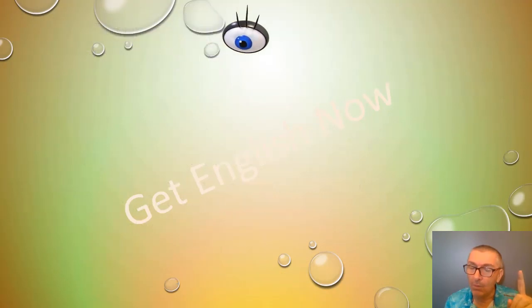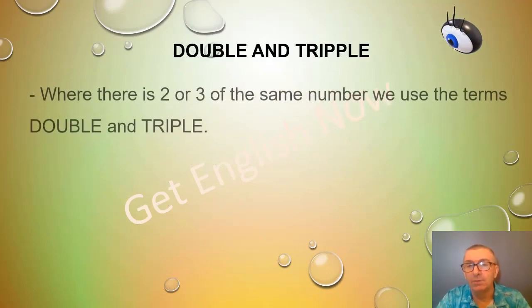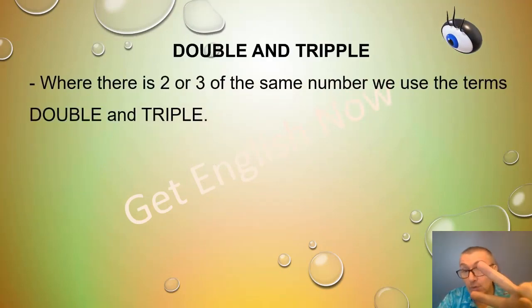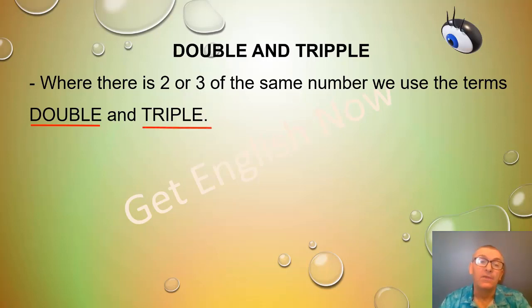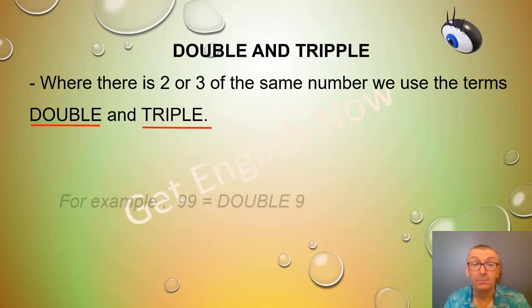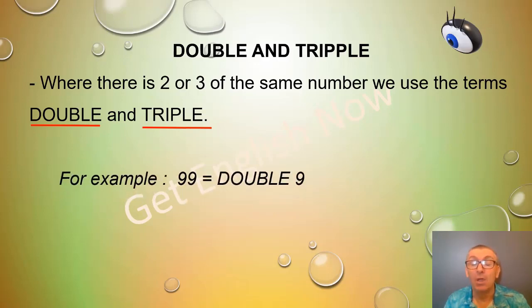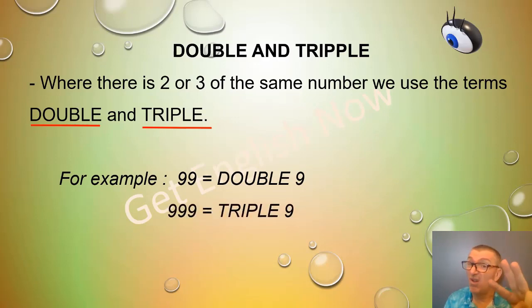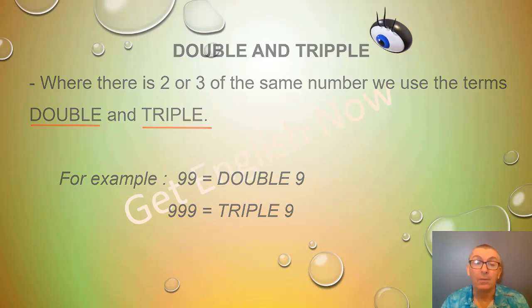Yeah. One more tip: doubles and triples. So when we have 2 numbers, we can use the term double, and when we have 3 numbers, we can use the term triple. So for example, double 0, and triple 7. Okay, so 2 9s would be double 9, where 3 9s is triple 9.